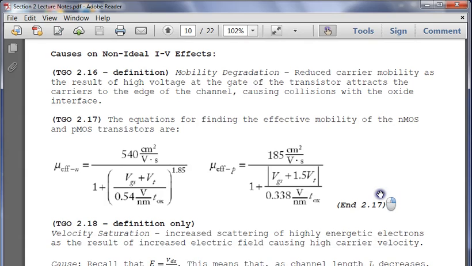We are going to define mobility degradation as reduced carrier mobility as the result of high voltage at the gate of the transistor. The high voltage at the gate of the transistor attracts the carriers to the edge of the channel, causing collisions with the oxide interface.